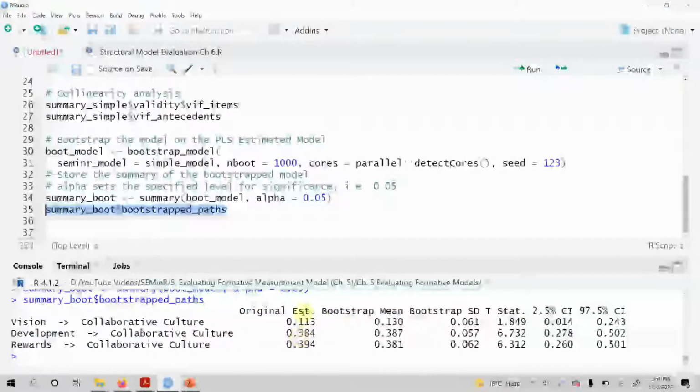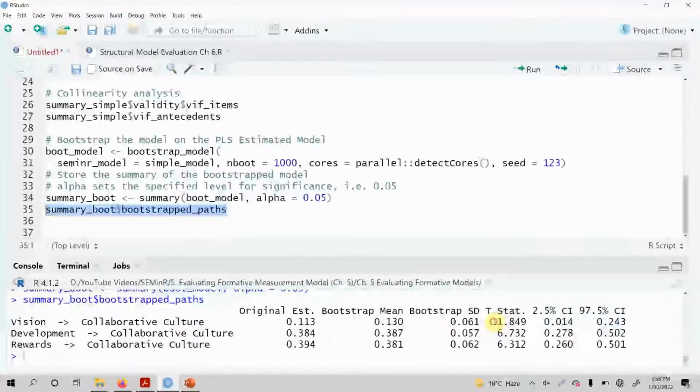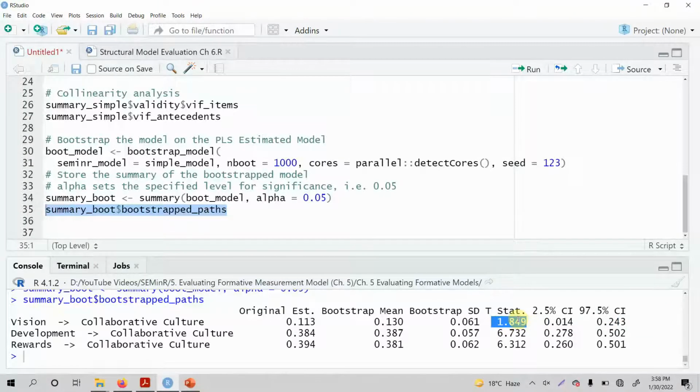Look at the relevance. Well, this is not that good, but is it significant? Well, yes, it is significant. There is no zero in between these two values. Now look at this T statistic, although this is less than 1.96, we can say it is to a certain extent significant. Now this is quite significant. The T value is high as well. There is no zero in between. So this shows that the impact of development on collaborative culture, rewards on collaborative culture, both of them are significant, and this can be referred to as partially significant as well.